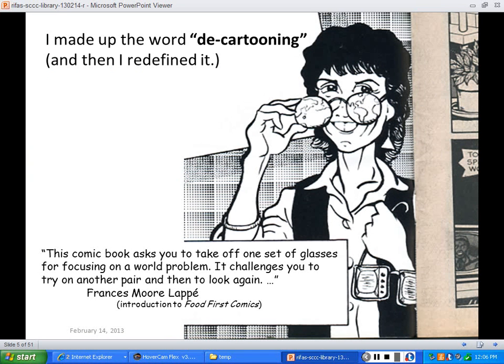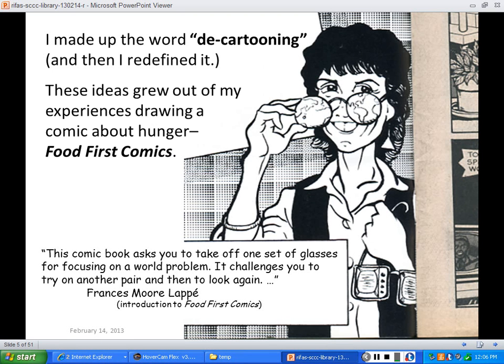And so this is a word that I made up. I'm going to explain what I meant by it, and then I immediately changed the meaning of it, and how I changed it. The ideas grew out of my experiences drawing a comic about hunger, Food First Comics. The introduction to this comic was by a woman who co-founded the organization that published it, Frances Moore Lappé. And she said, this comic book asks you to take off one set of glasses for focusing on a world problem. It challenges you to try on another pair and then to look again. And that was the beginning of this idea.